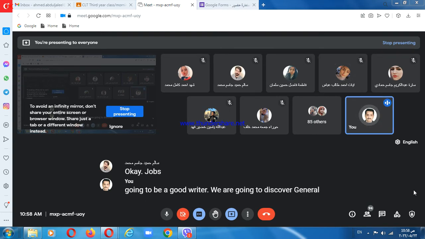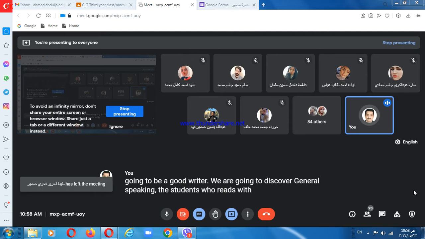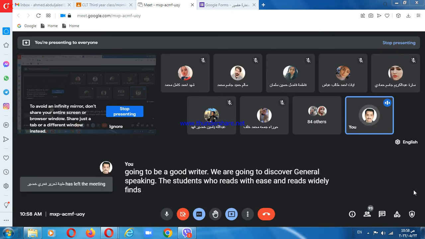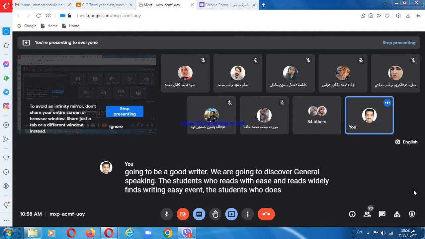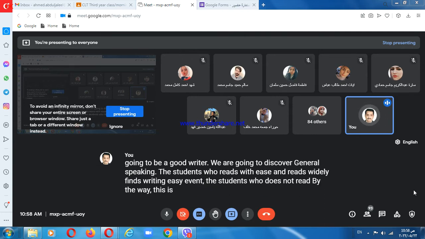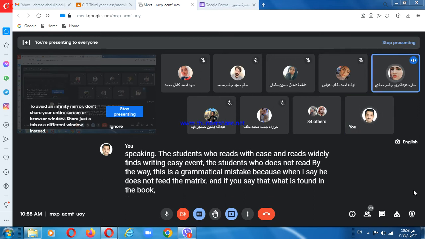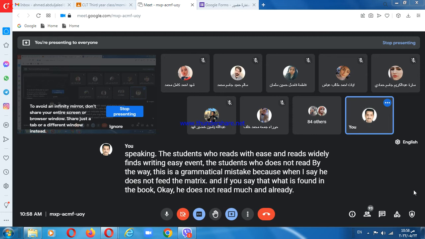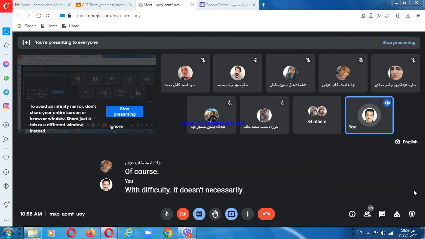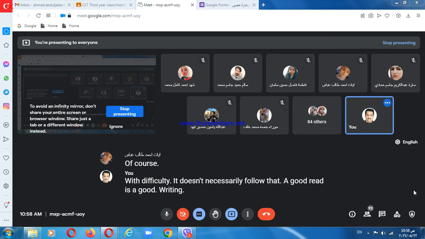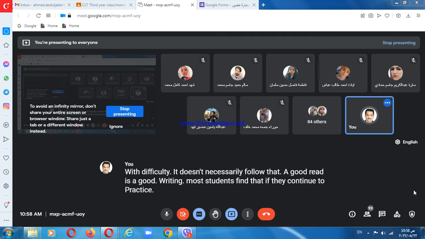Generally speaking, a student who reads with ease and reads widely finds writing easier than a student who does not read. By the way, this is a grammatical mistake, because when I say he does not read, not reads. He does not read much or reads with difficulty. It doesn't necessarily follow that a good reader is good at writing, but most students find that if they continue to practice reading, their writing improves.